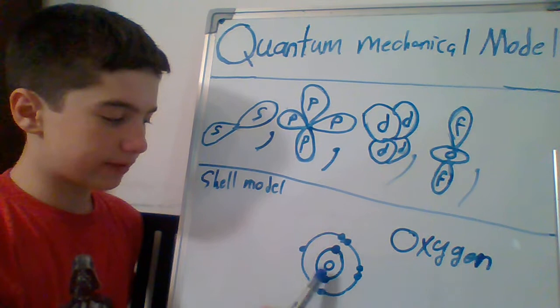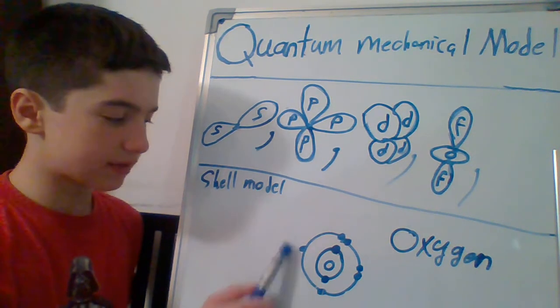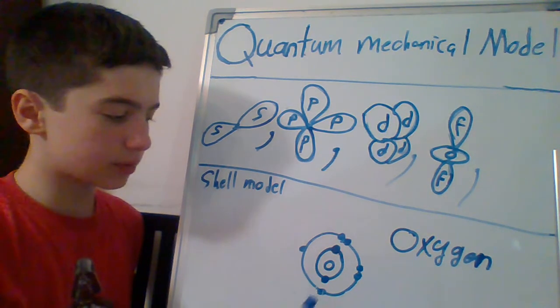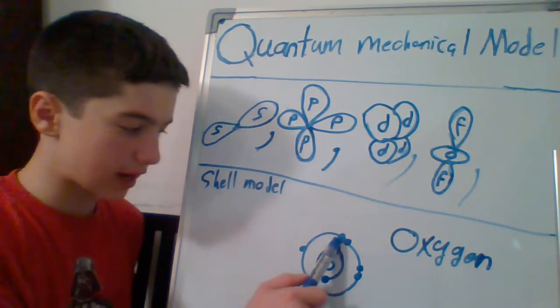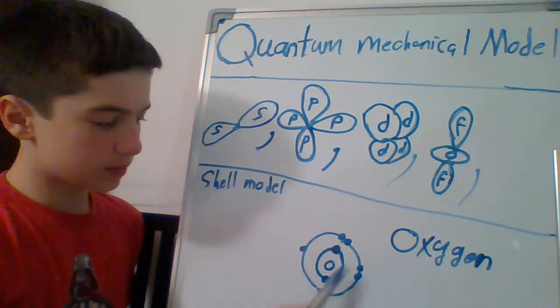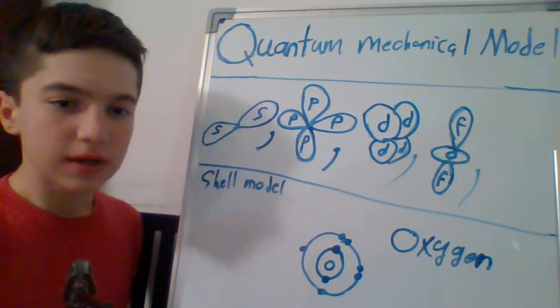Now the first shell can fit 2 electrons, the second shell can fit 8 electrons, but here we have 6 electrons. The second shell can fit 8 electrons, but because oxygen has 8 electrons, the first shell has 2, the second shell has 6. So we have 6 plus 2 equals 8. So that's for oxygen.